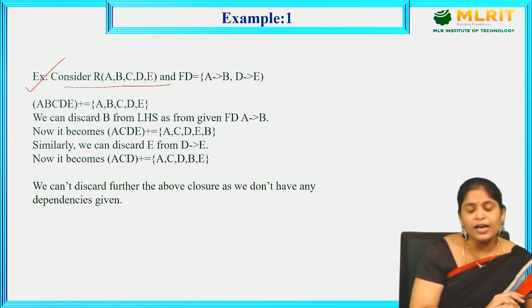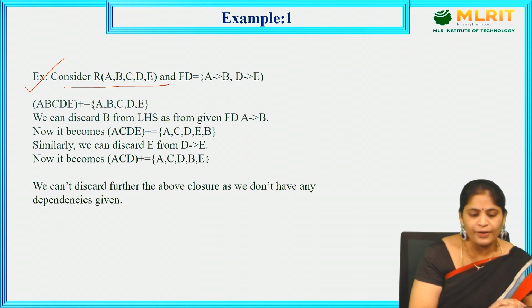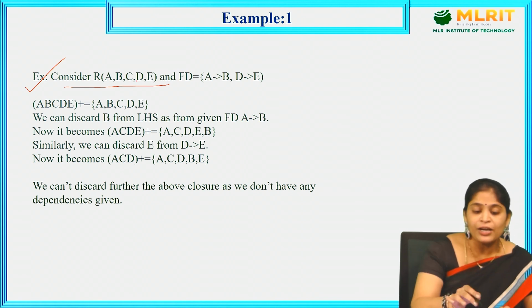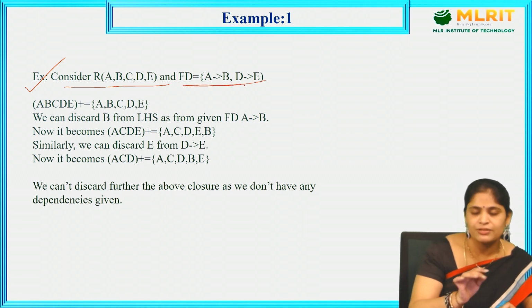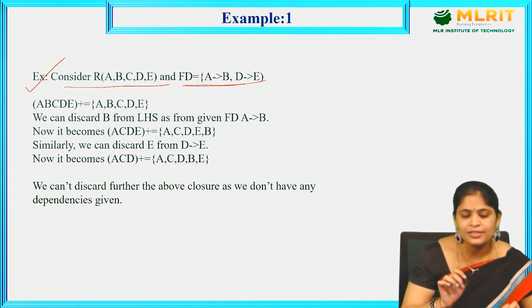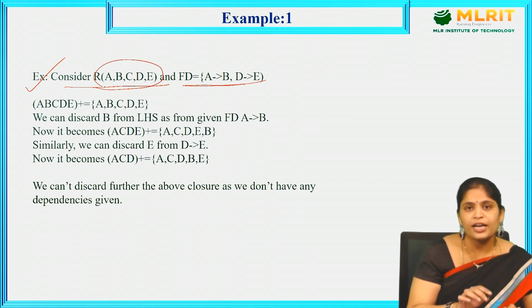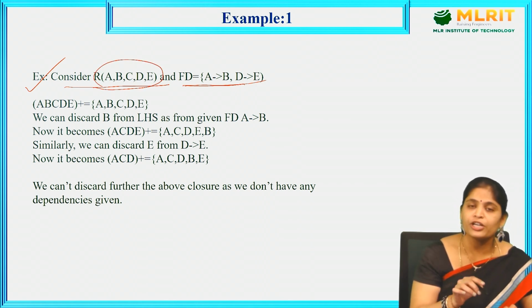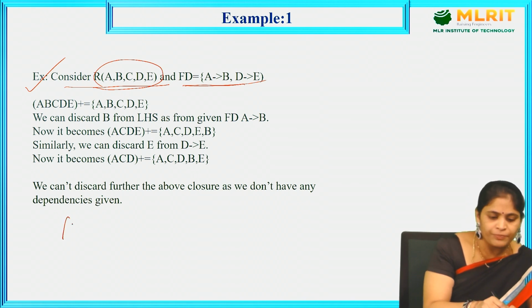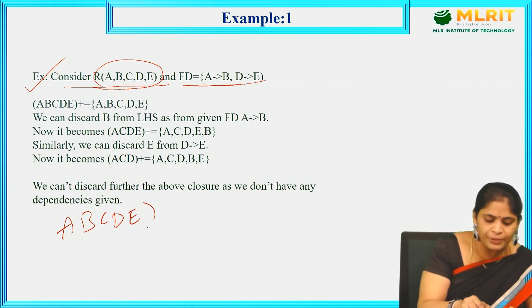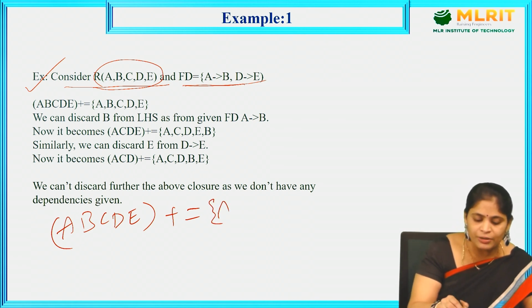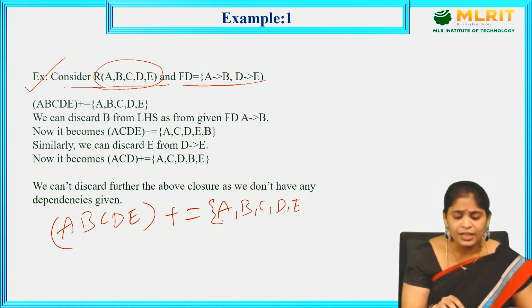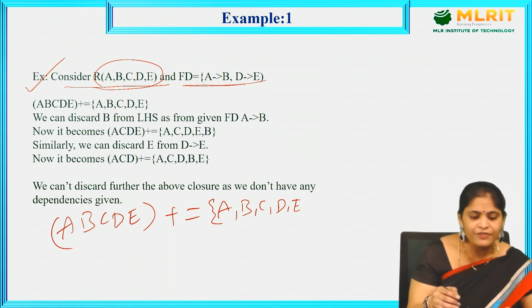Consider the relation which contains 5 attributes A, B, C, D and E. What are the FDs given here? A tends to B and D tends to E. These are the given FDs. Now what is our first step? We have to find the closure of all the attributes A, B, C, D, E. Here we have to include all these attributes, and we need to see whether A derives B or not, like that.